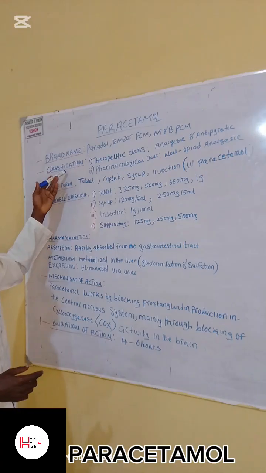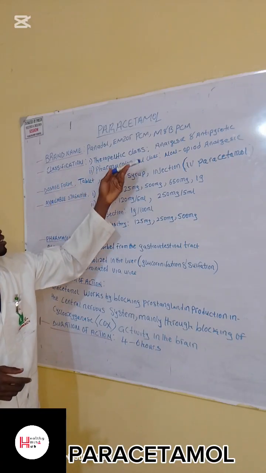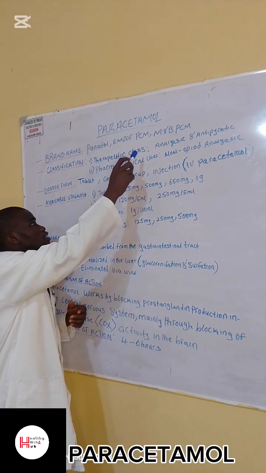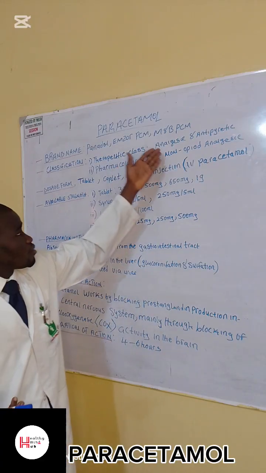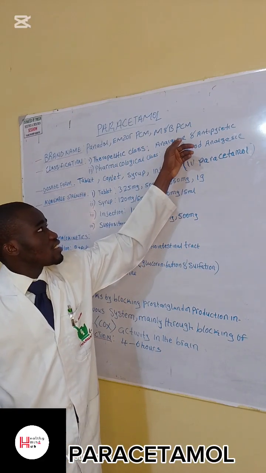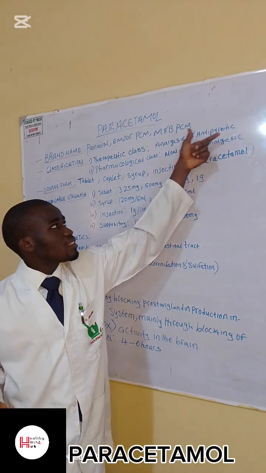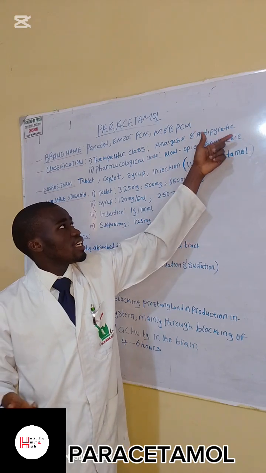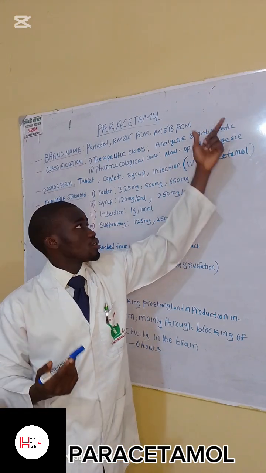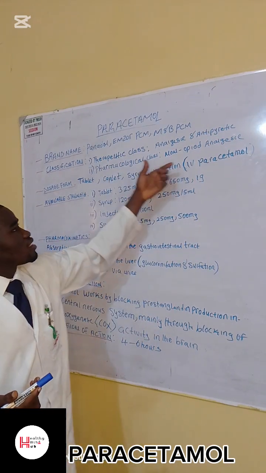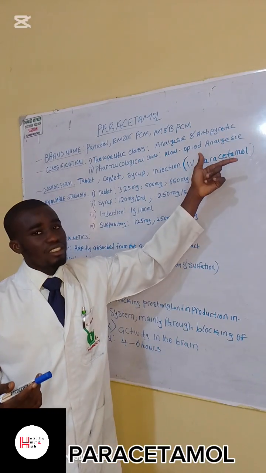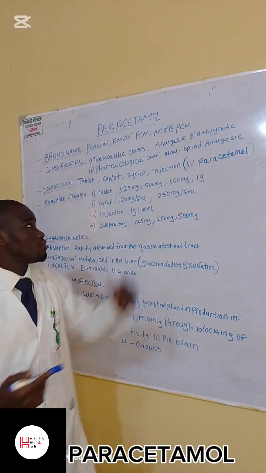Then we have the classification of paracetamol: the therapeutic class and the pharmacology class. The therapeutic class is analgesic, which is a painkiller, and antipyretic, which is used against high body temperature. The pharmacology class is non-opioid analgesic, which means it is not addictive.